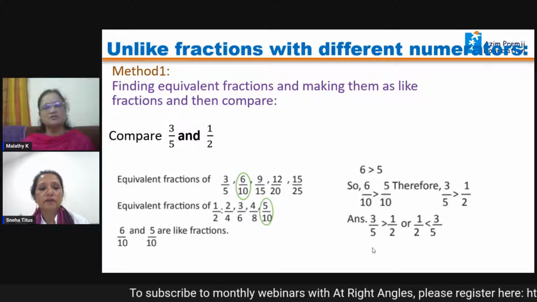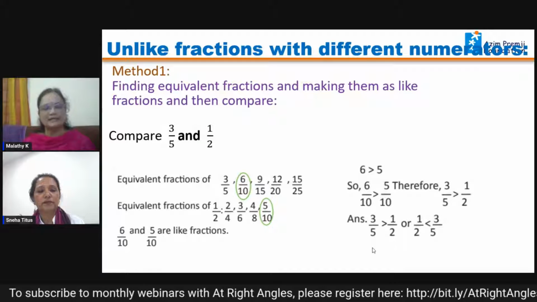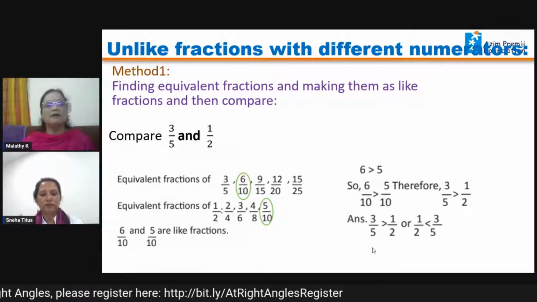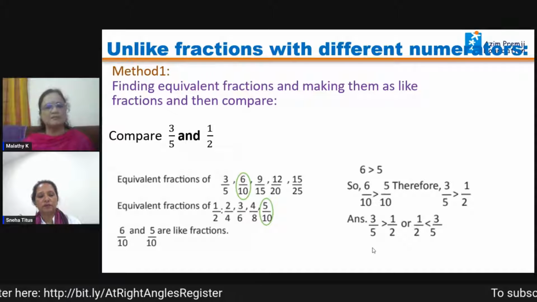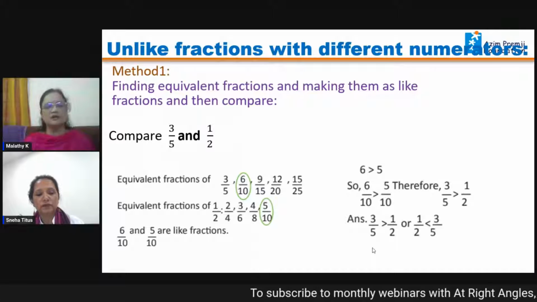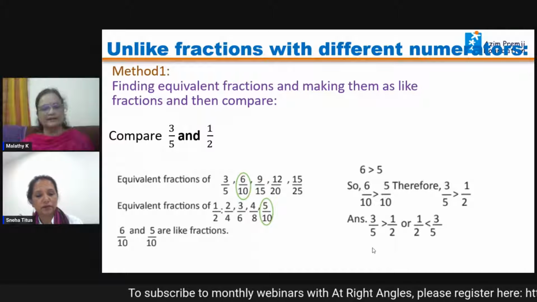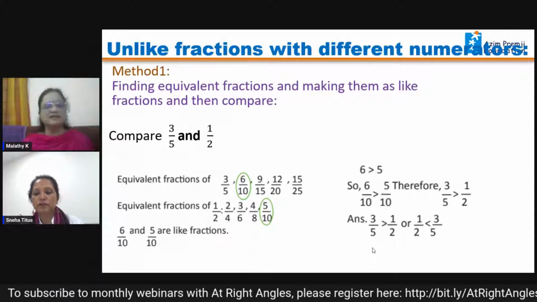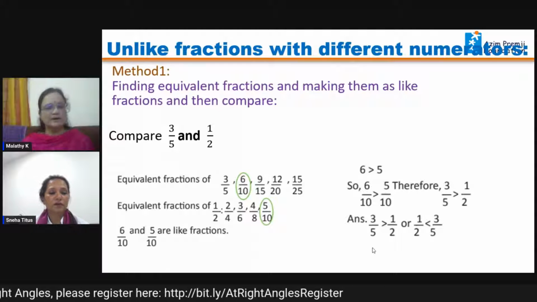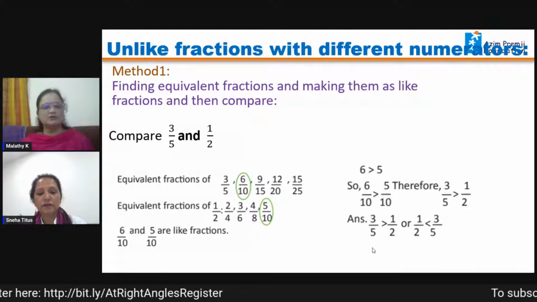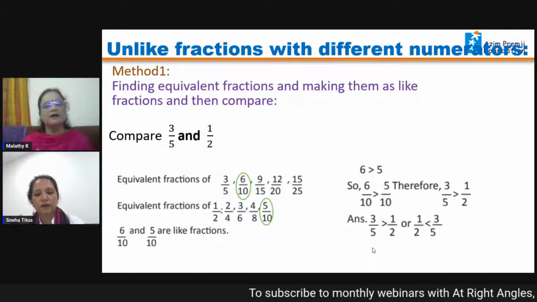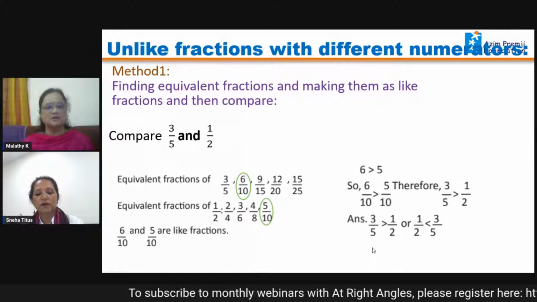Now, with unlike fractions with different numerators, we have so many techniques, and we teach them three important methods, wherein we start with finding the equivalent fractions and making them like fractions and then compare. So they know the concept of equivalent fractions from class 4, and they were able to identify the equivalent fractions. When they find the same denominator, they make them like fractions and then compare. So like fractions comparison is already taught. So they were able to easily identify 6 is more than 5. So 6 by 10 is more than 5 by 10, wherein 6 by 10 is equivalent to 3 by 5 and 5 by 10 is equivalent to 1 by 2.